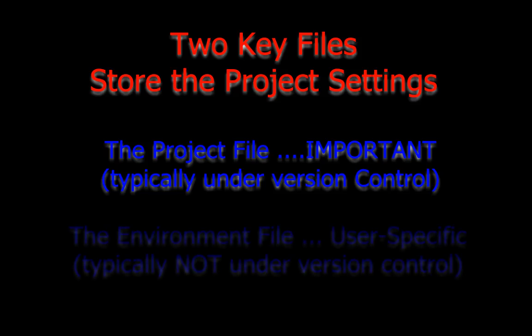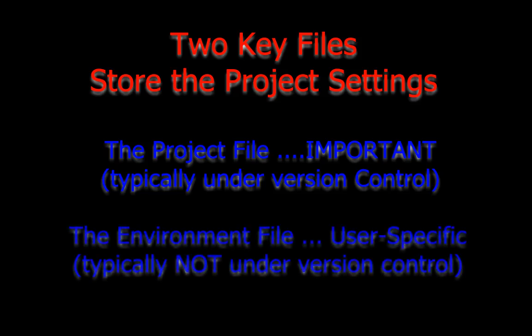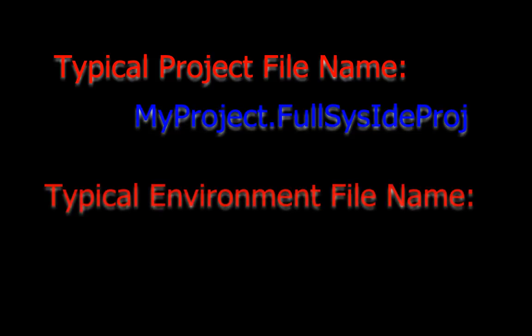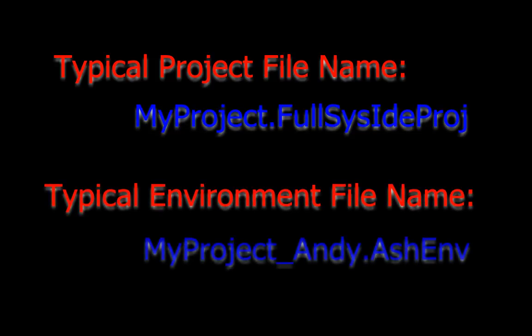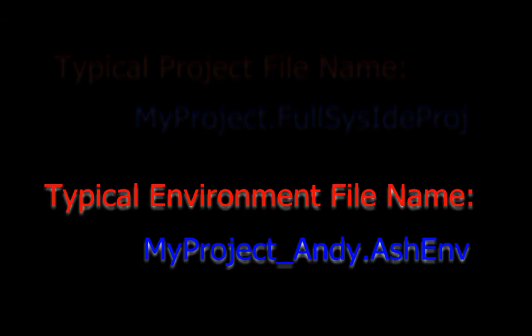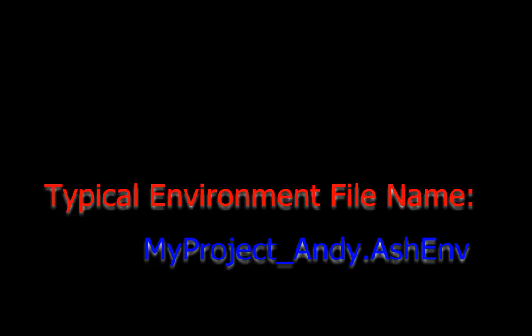The second key file associated with the project is the environment file. Each user has their own environment file, and it controls user-specific settings such as the window layout, the font, etc. Its name is generated from the root of the project file name, appended with an underscore, plus your username. Its suffix is .ashenv for ASH environment. Your environment file will generally not be under version control since it is specific to each user.